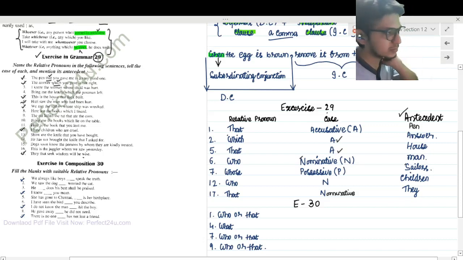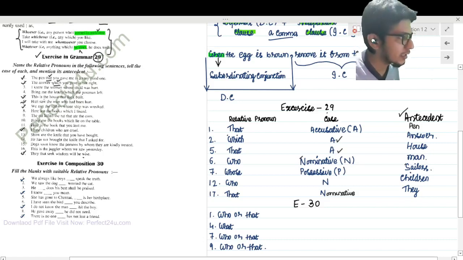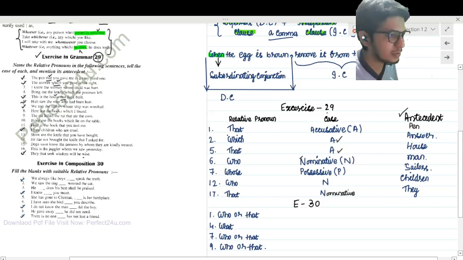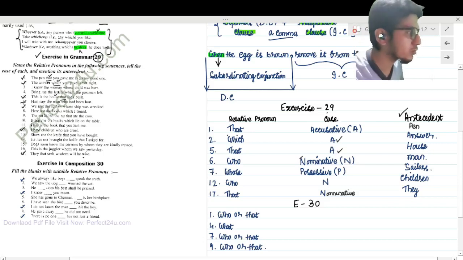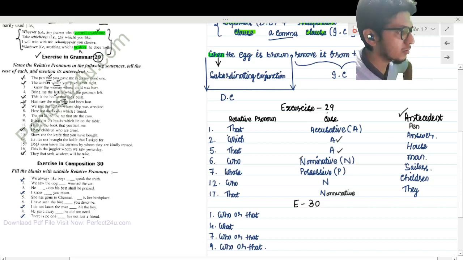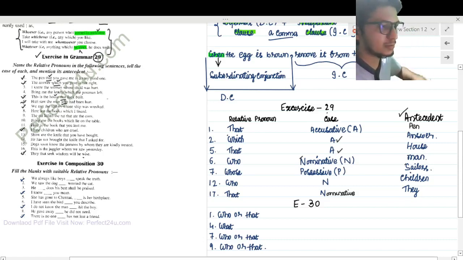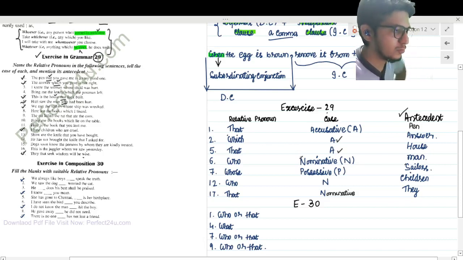Question 5. This is the house that Jack built. Here that is the relative pronoun. House is the antecedent and it is in accusative case. Okay. Harry saw the man who had been hurt. Okay. Here who is the relative pronoun and man is the antecedent and here it is in nominative case. Okay.